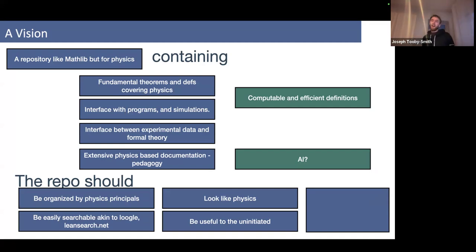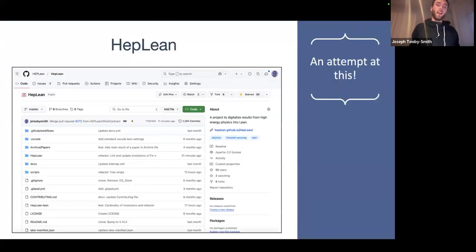So over the last year and a half, I've been trying to make this vision a reality with a project called HepLean. HEP stands for high energy physics. If you don't know what that means, it's just fundamental physics. So any question about the nature of the universe, laws of physics, what's the correct mathematical framework for physics, what's gravity, all of that falls under high energy physics. It's a very broad area. And so this is a repository, a monolithic library for results in high energy physics. And it's my attempt at this vision that I talked about on the previous slide.